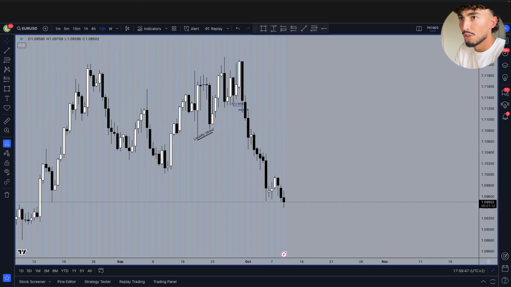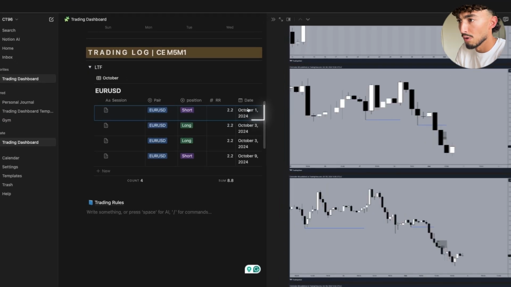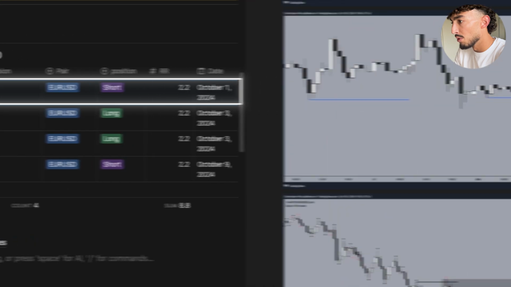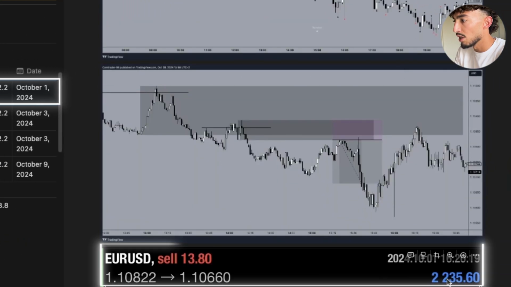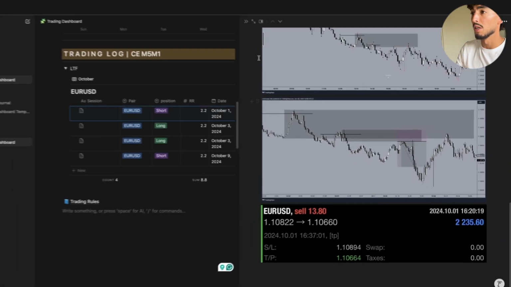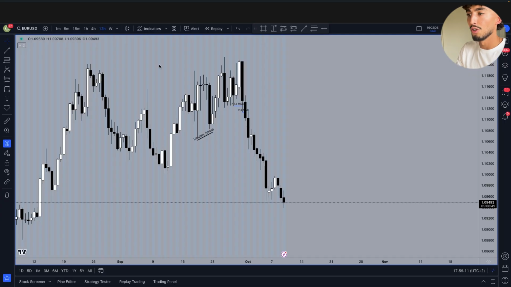So and let's see the next opportunity. There's also this trade here, first trade on the 1st of October. See H12 MSB, H4 MSB, and then you can see how I marked it out, and I made 2.2k on that particular trade basically. The next one is on October 3rd. I'm gonna show you real quick.